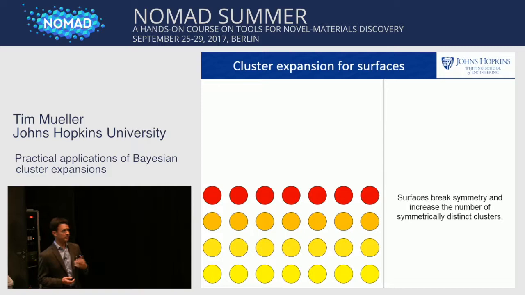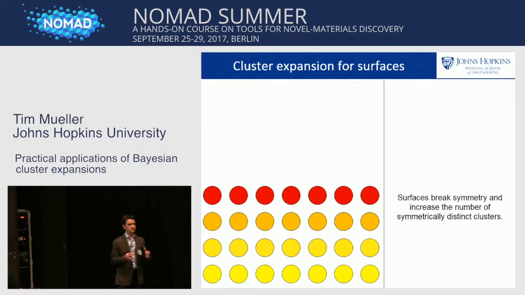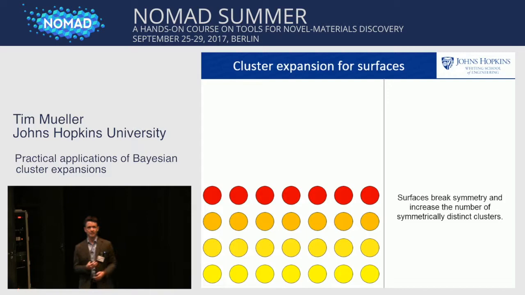And so what this means is that I'm going to have a lot more symmetrically distinct clusters in my cluster expansion. There are going to be more coefficients I need to fit. That becomes more computationally expensive. So we can mitigate this problem, once again, by using the Bayesian approach.